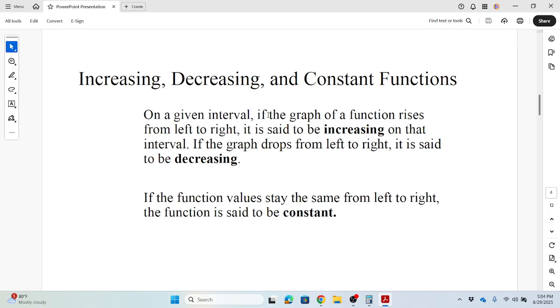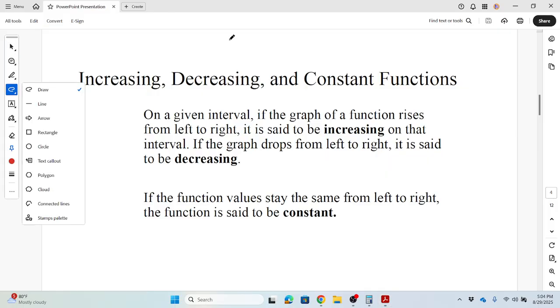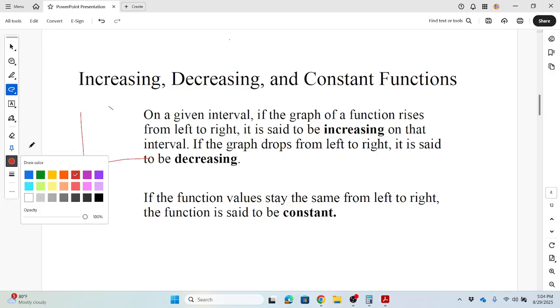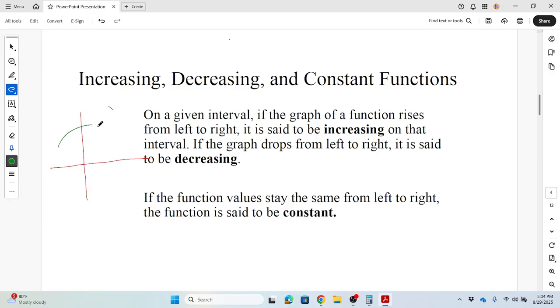Increasing means whenever you plot the graph, if you go from left to right, if the graph is going up, that's the increasing function. If the graph is going down, that's a decreasing function. So let me show you one example here. Remember, we plot the graph in the coordinate system. So when we plot the graph in the coordinate system, let's say this is the graph of the function.